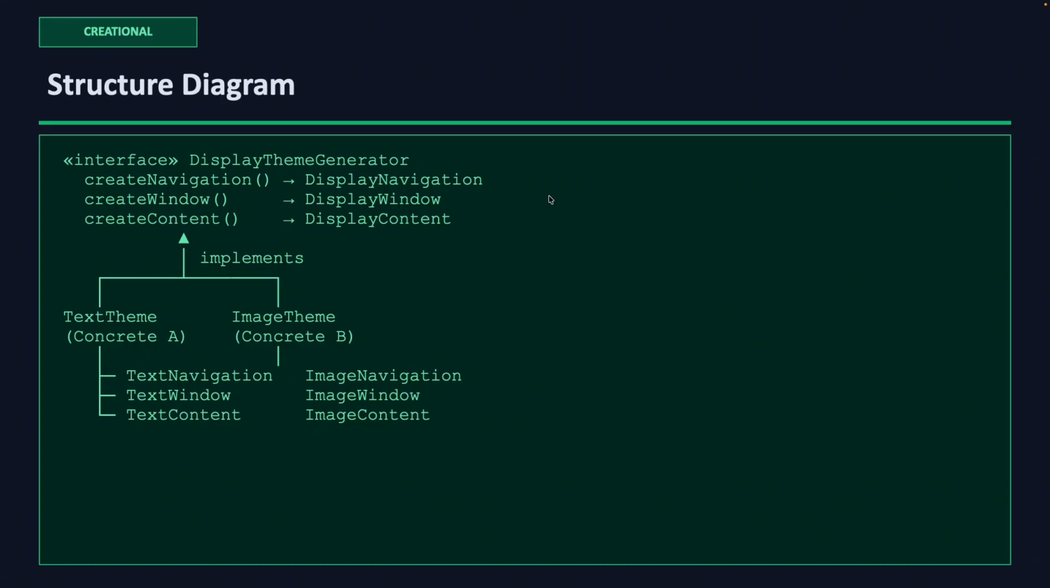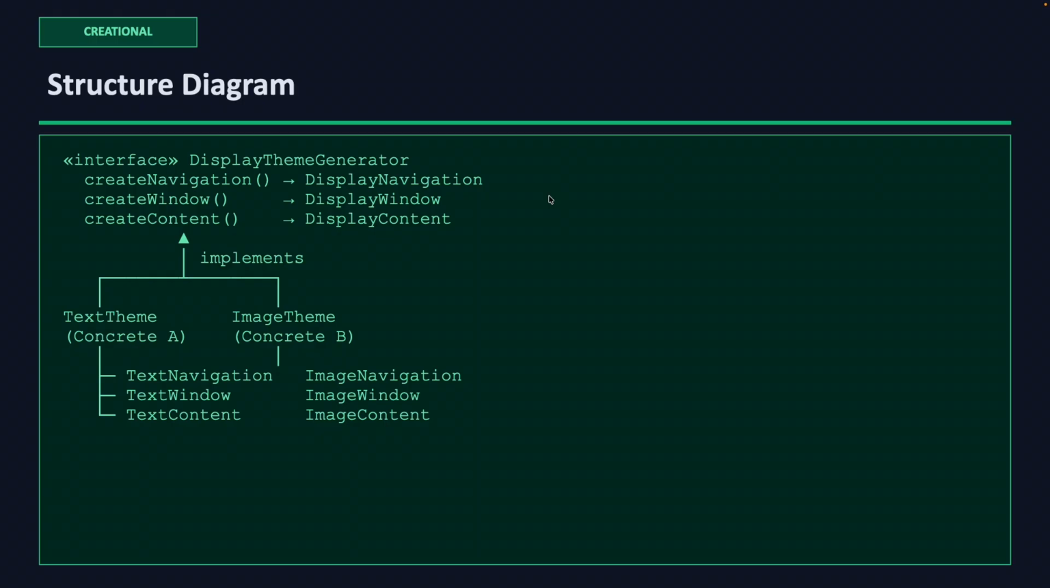For our demo, here's the structural diagram. At the top, we have the abstract factory. That is the interface that declares one factory method for each of the product types in the family. So here we have create navigation, create window, create content. Below that, we have the concrete factories, one for each product family. Then you have the abstract products, an interface for each product type. And finally, concrete products that implement those interfaces.